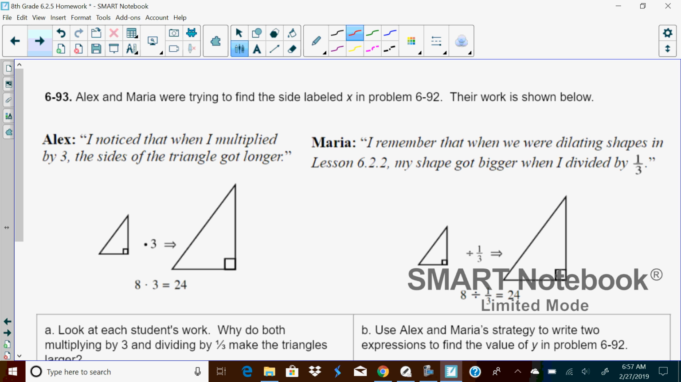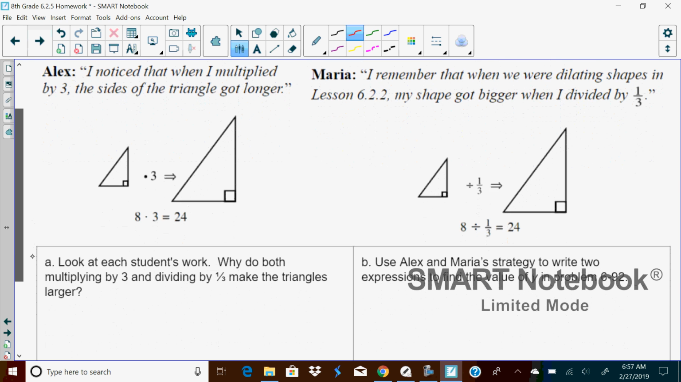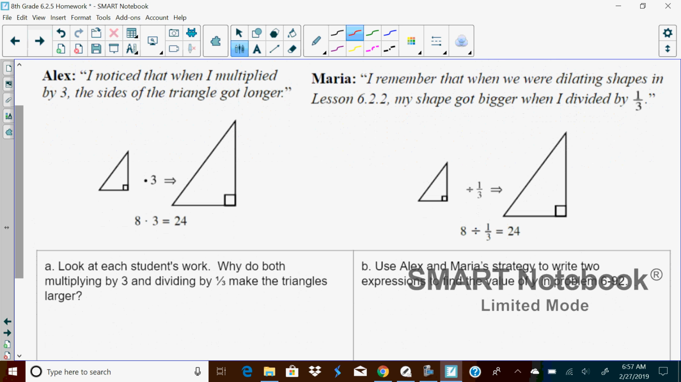Problem 93 says, Alex and Maria were trying to find the side labeled x in problem 92. Their work is shown below. Alex said, I noticed that when I multiply by 3, the sides of the triangle got longer. 8 times 3 is 24. Maria says, I remember that when dilating shapes in lesson 622, my shape got bigger when I divided by 1/3. So she divided by 1/3. 8 divided by 1/3 is 24.